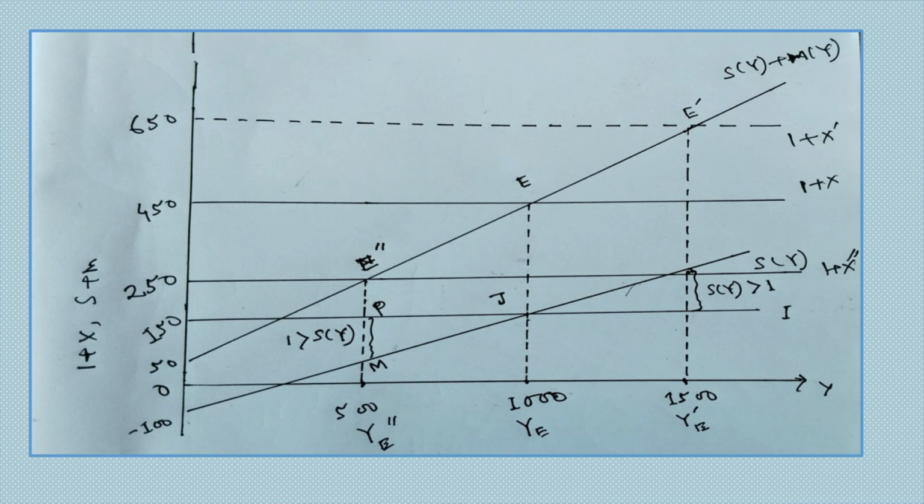and that's why it is parallel to the x-axis. But then we started our saving function from minus 100. It's below the origin. When we do not have any income, the income is zero, that means we still need to consume something, which leads to this dissaving. That's why we started with minus 100.